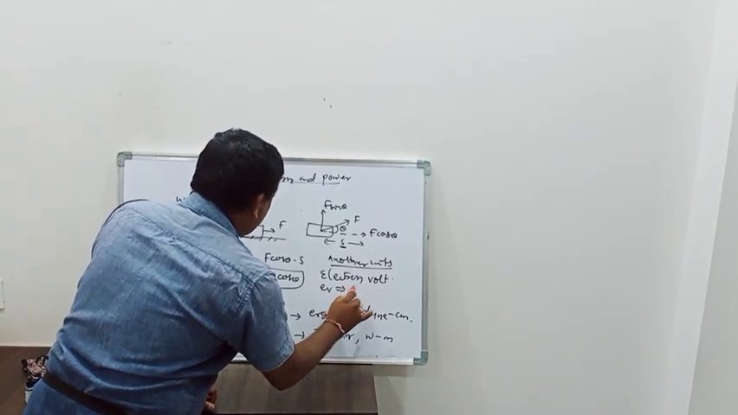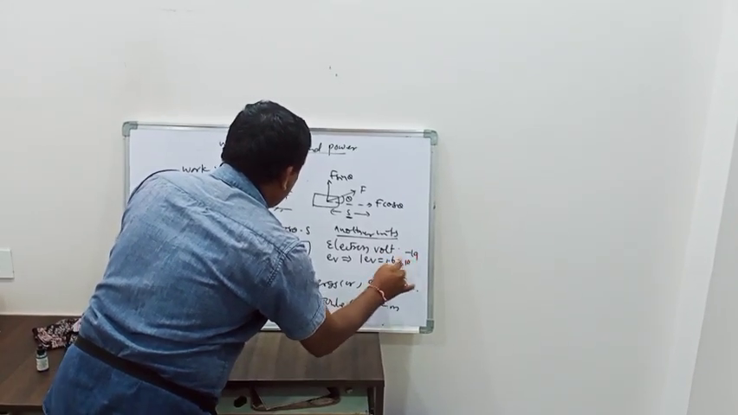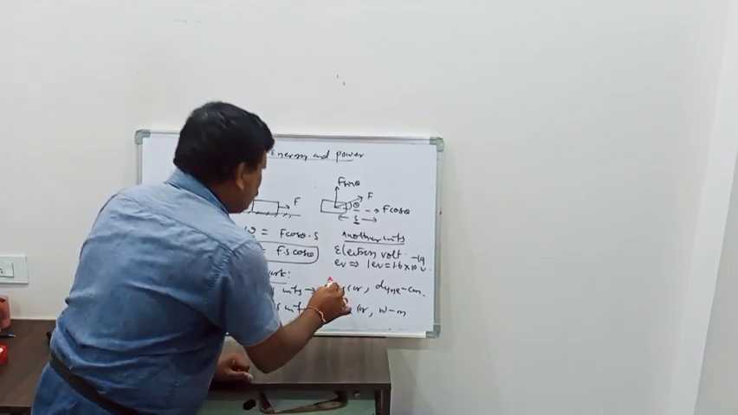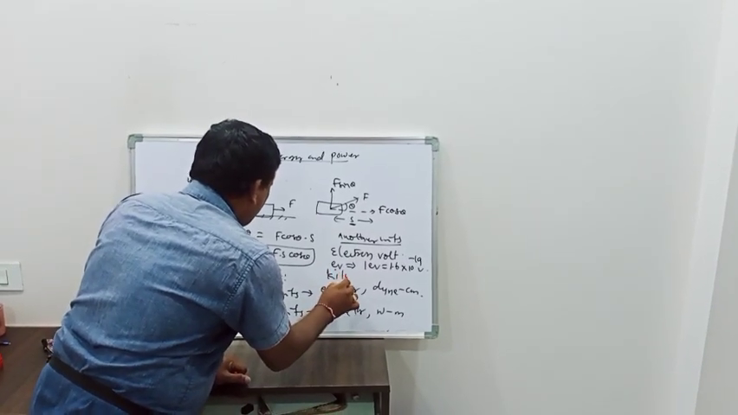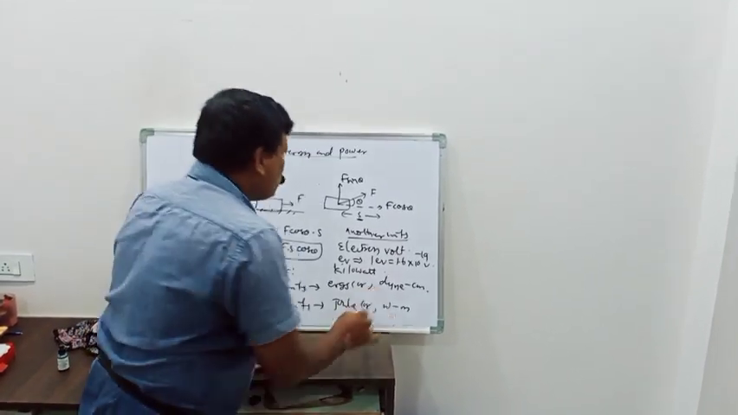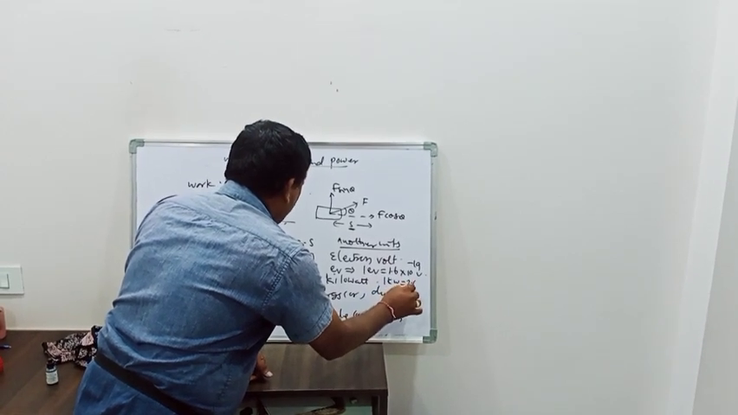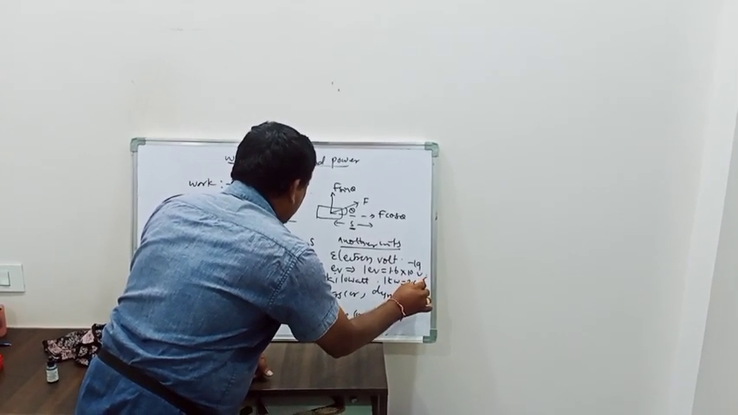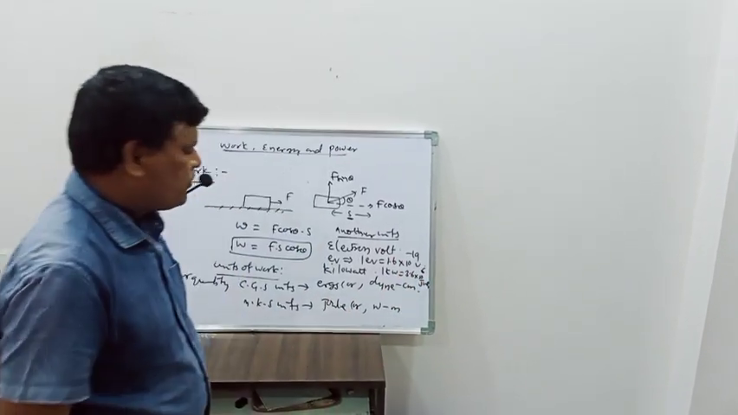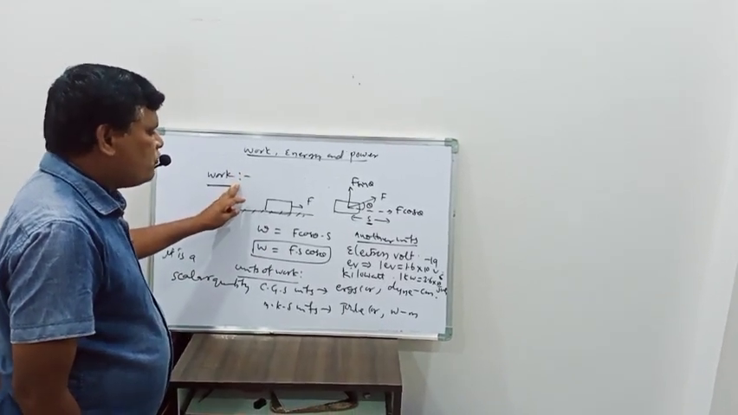1 electron volt is equal to 1.6 into 10 to the power of minus 19 joules. And we can also measure in kilowatt hours. 1 kilowatt hour is equal to 3.6 into 10 to the power of 6 joule. So these are the units of work. Definition of work.